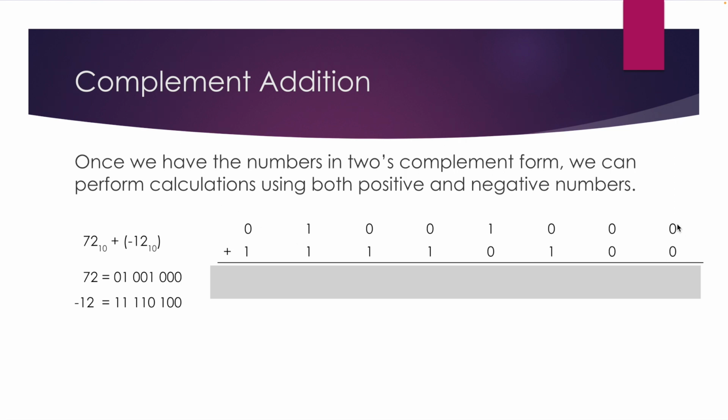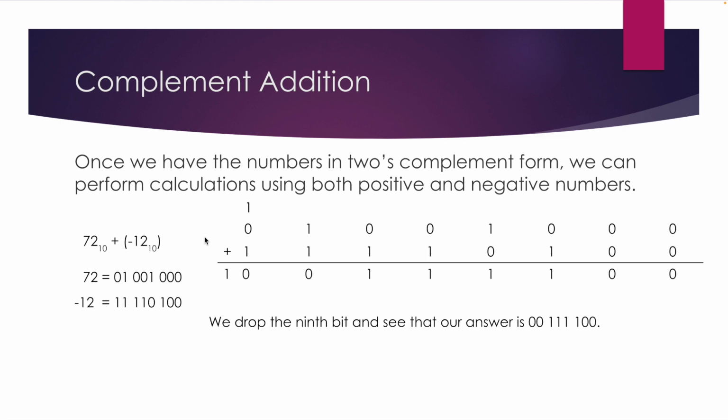So addition, just like we did before, I'm going to start at this side and I get 0, 0, 1, 1, 1, 1, 0, 1. So I'm going to put a 0, carry a 1, 0, 1. And when we do this addition, you'll notice we get a 9th bit. But because we're only using 1 byte, we're going to drop the 9th bit and get an answer of 00111100.